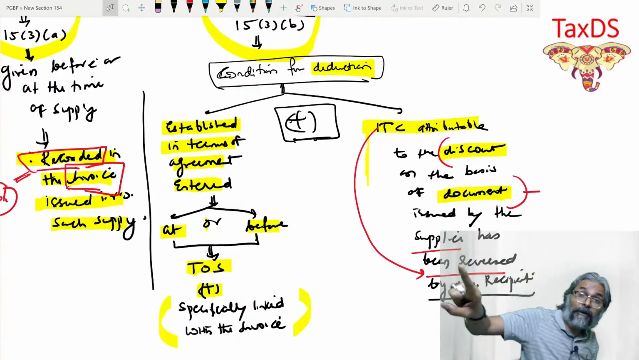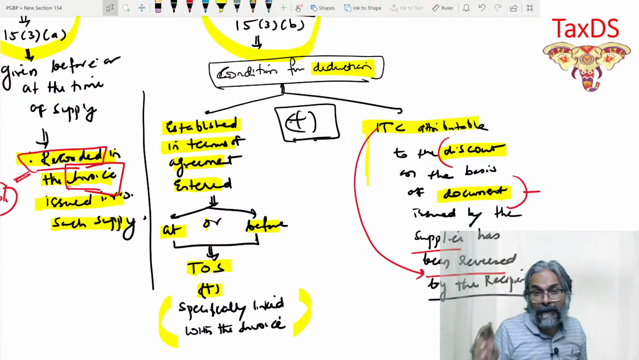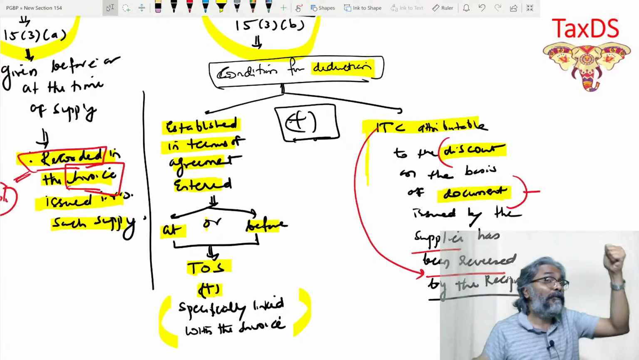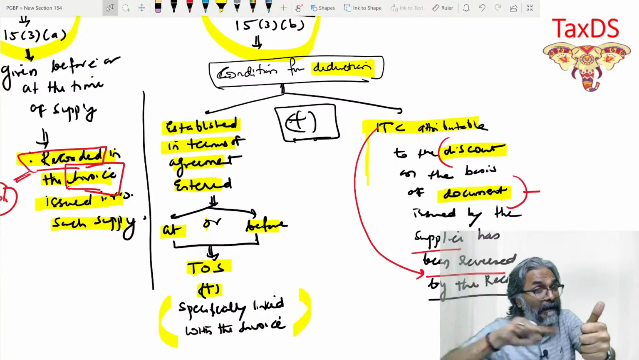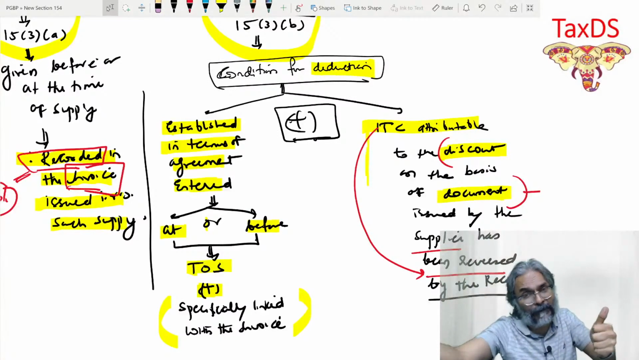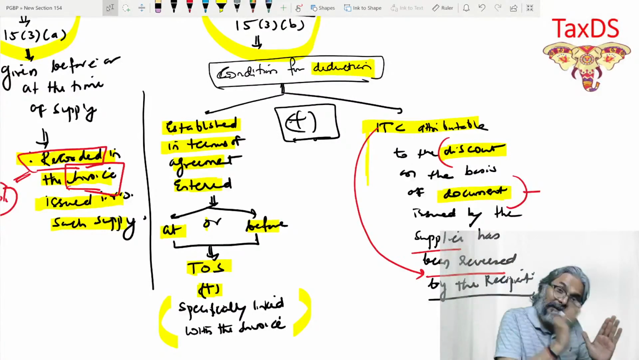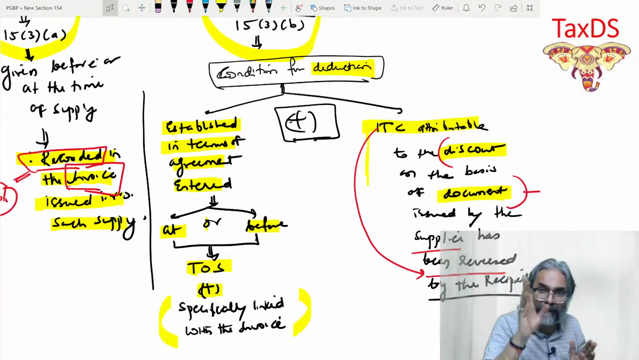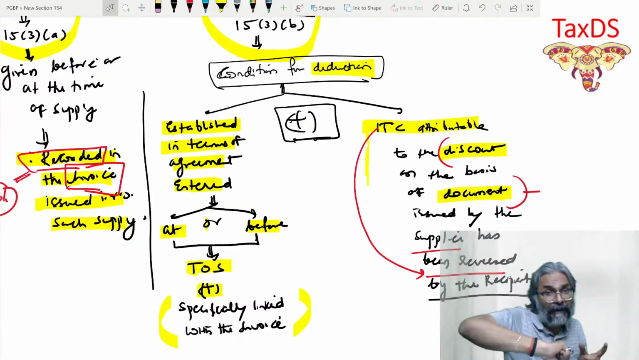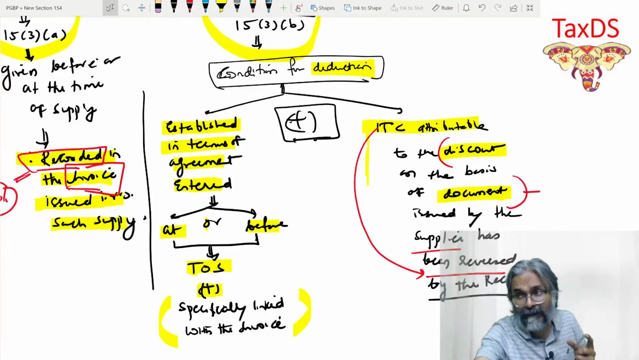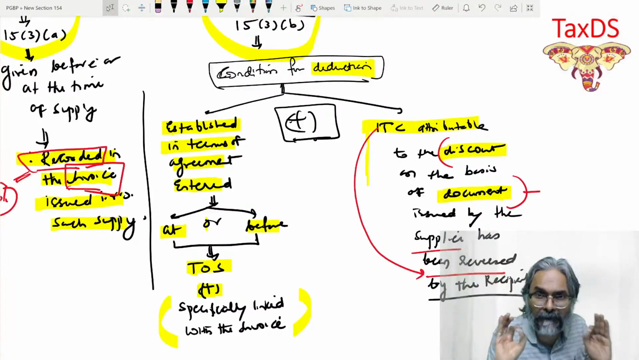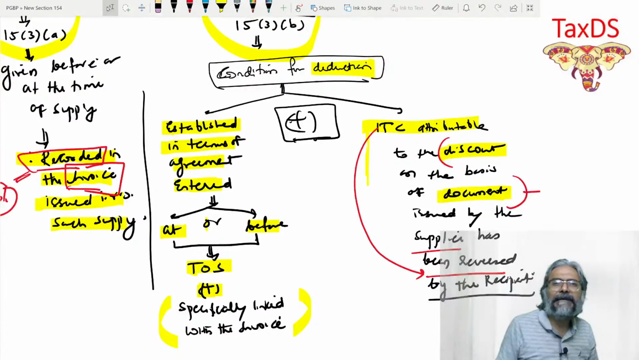And the most important one is the ITC reversal. Because earlier the tax invoice was prepared on a gross basis, the recipient has claimed the ITC on a gross basis, and subsequently through a credit note the discount is given to the recipient. So on the basis of the credit note he has received, he should reverse the ITC, students. This is what it says.